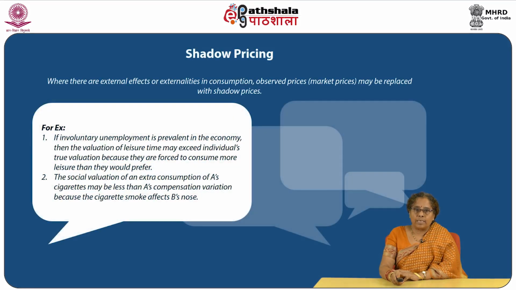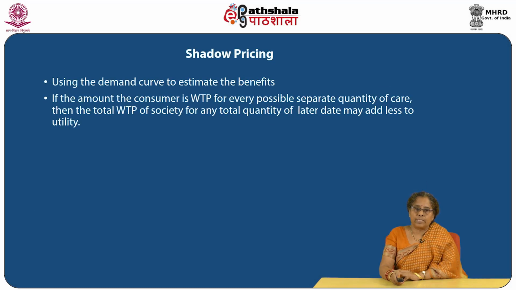Where there are external effects or externalities in consumption, observed prices, that is market prices, may be replaced with shadow prices. For example, if involuntary unemployment is prevalent in the economy, then the valuation of leisure time may exceed individuals' true valuation because they are forced to consume more leisure than they would prefer. The social valuation of an extra consumption of A's cigarette may be less than A's compensation variation because the cigarette smoke affects B's nose.